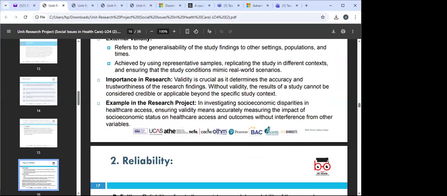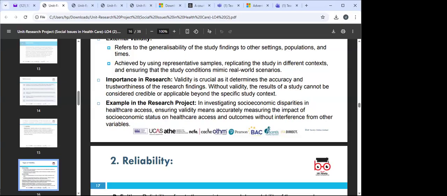Why? Validity is crucial as it determines the accuracy and the trustworthiness of the research findings. Without validity, the results of a study cannot be considered credible or applicable beyond the specific study in context. It makes sense, okay? Because once your research has validity, it has a start time and an end time, what we call project deliverables. Project deliverables means that you can be trusted in your trustworthiness.